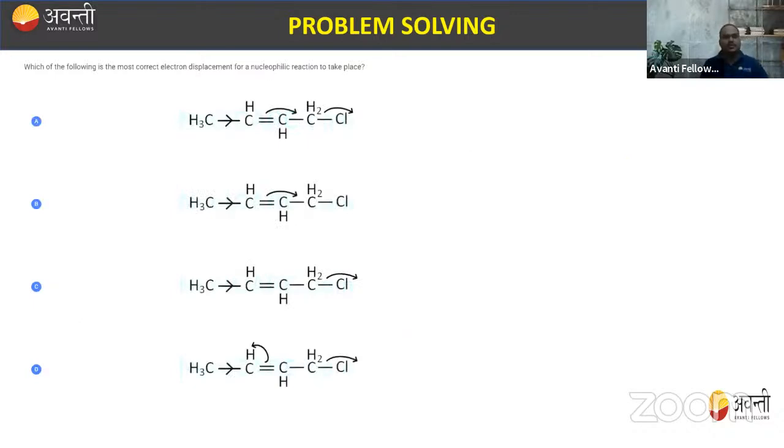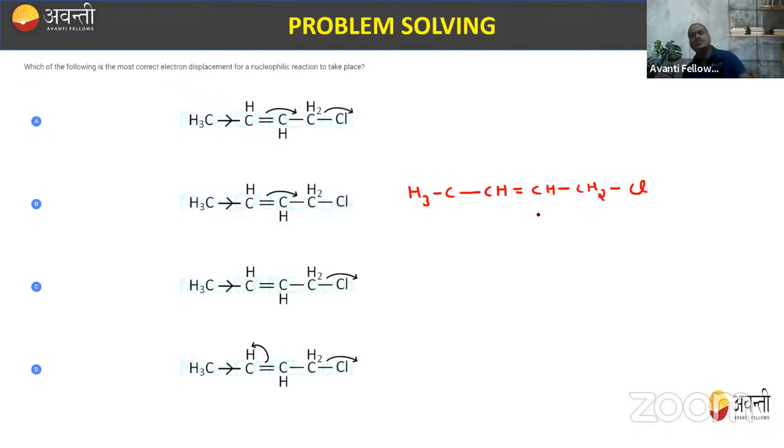चलो, अब नेक्स्ट क्वेश्चन है हम लोगों का, विच ऑफ द फॉलोइंग इज द मोस्ट करेक्ट इलेक्ट्रॉन डिस्प्लेसमेंट फॉर अ न्यूक्लियोफिलिक रिएक्शन टू टेक प्लेस. सबको बताना है इसमें से कि कौन सा करेक्ट एक्सप्लेनेशन है. ठीक है, सो न्यूक्लियोफिलिक रिएक्शन टेक प्लेस के लिए कौन सा इसमें से करेक्ट है, बिल्कुल. तो ध्यान से देखो बेटा, मैं बनाता हूँ इसको एक बार. इसको बनाते हैं, दैट इज CH3 and this is CH double bond CH2 and this is Cl.